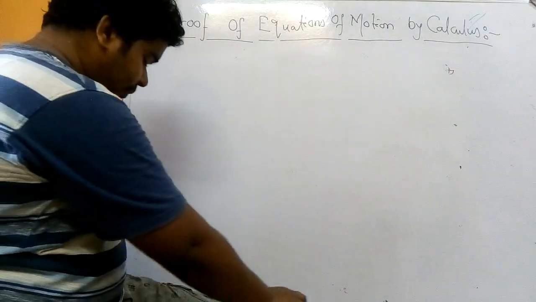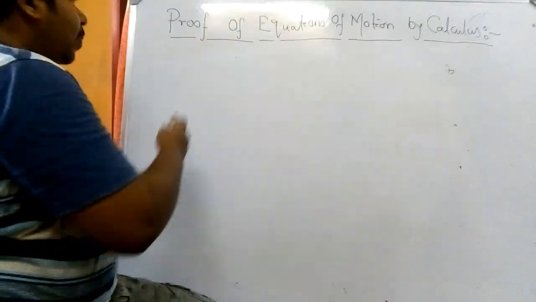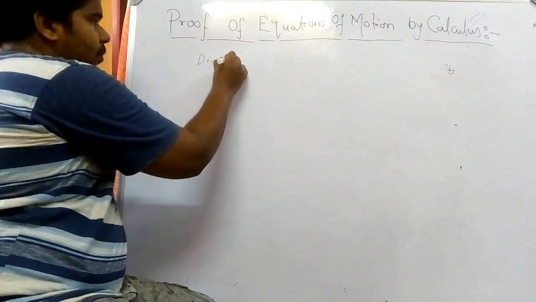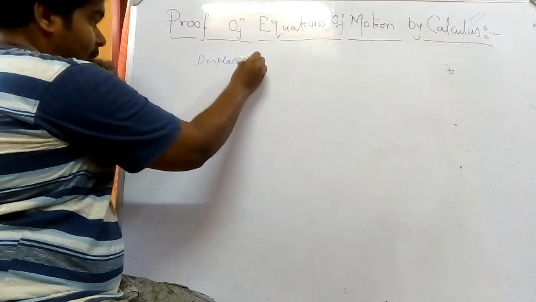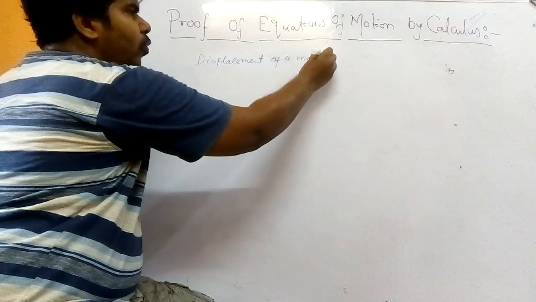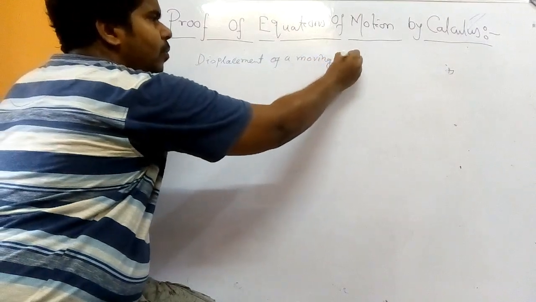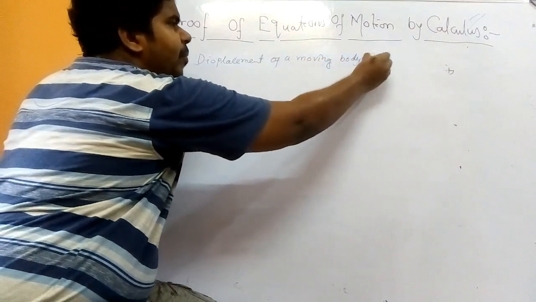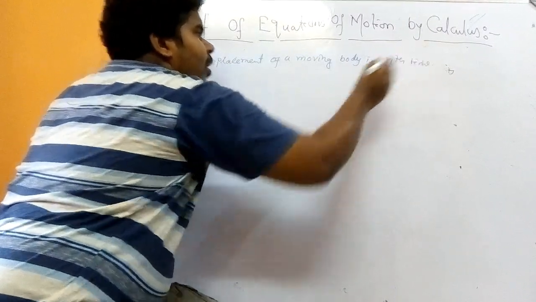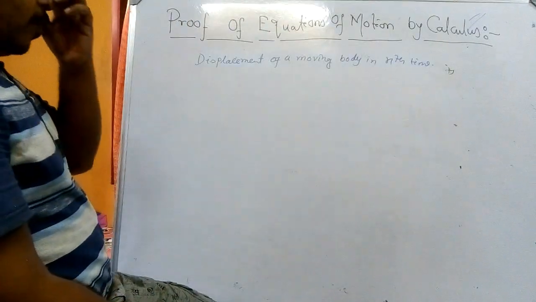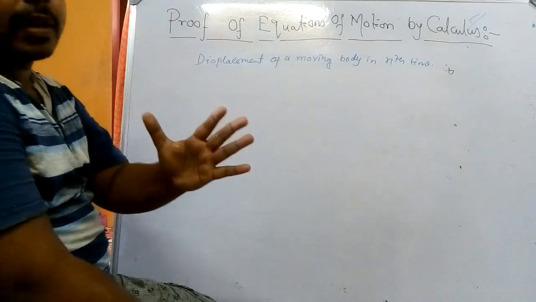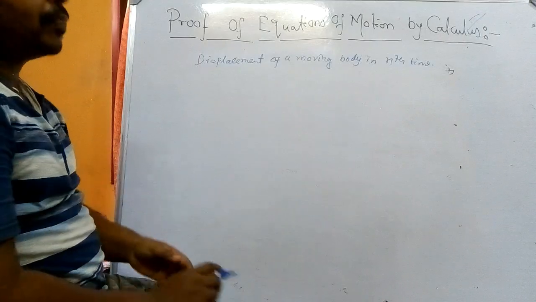That is the displacement of a moving body in nth time. Displacement of the moving body in nth time. What is nth time? I am just explaining to you.